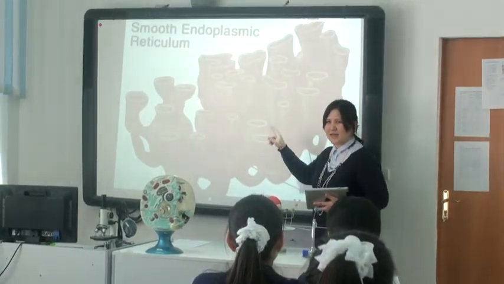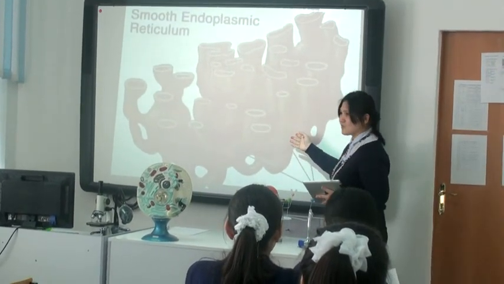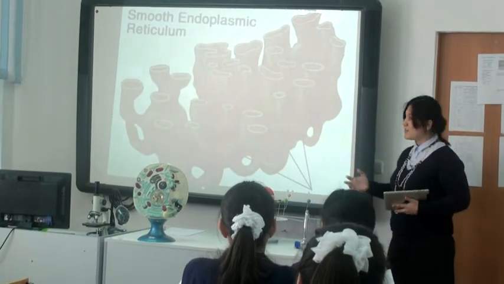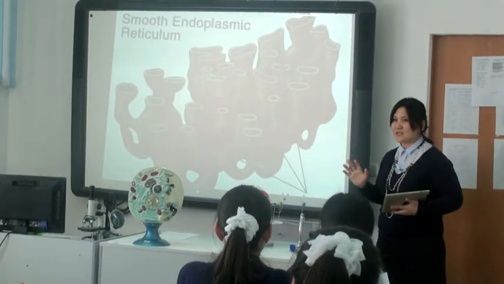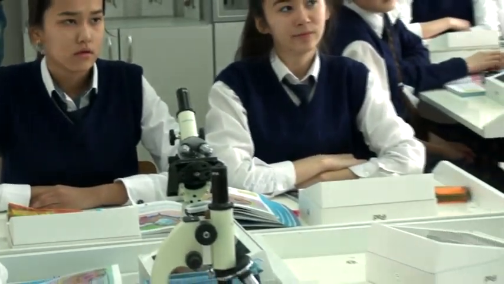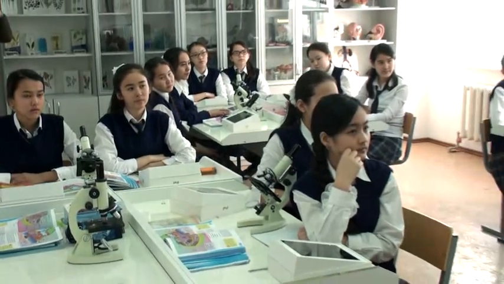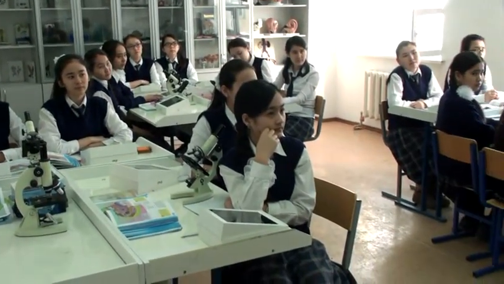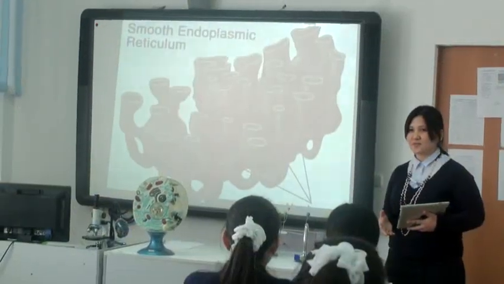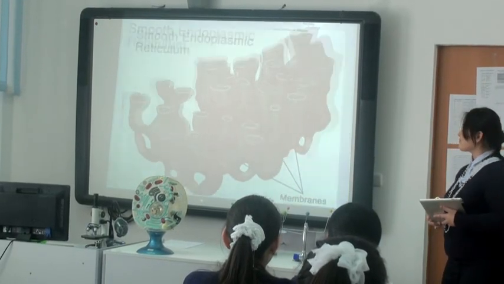What were those black dots? Ribosomes. So, can you see these ribosomes here? No. It means that there are no ribosomes in the structure of smooth endoplasmic reticulum. But they have enzymes which help to detoxify infections and some unusable materials. Do you understand? Yes. Well done.